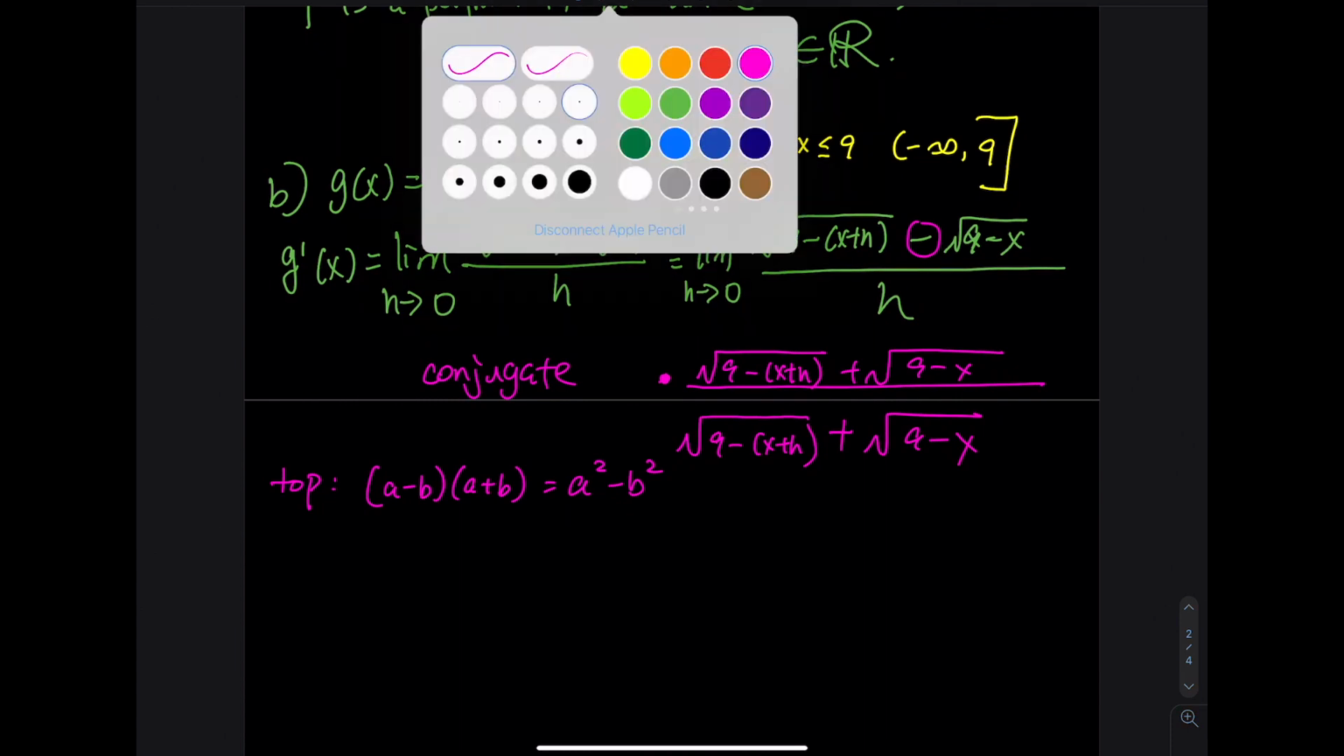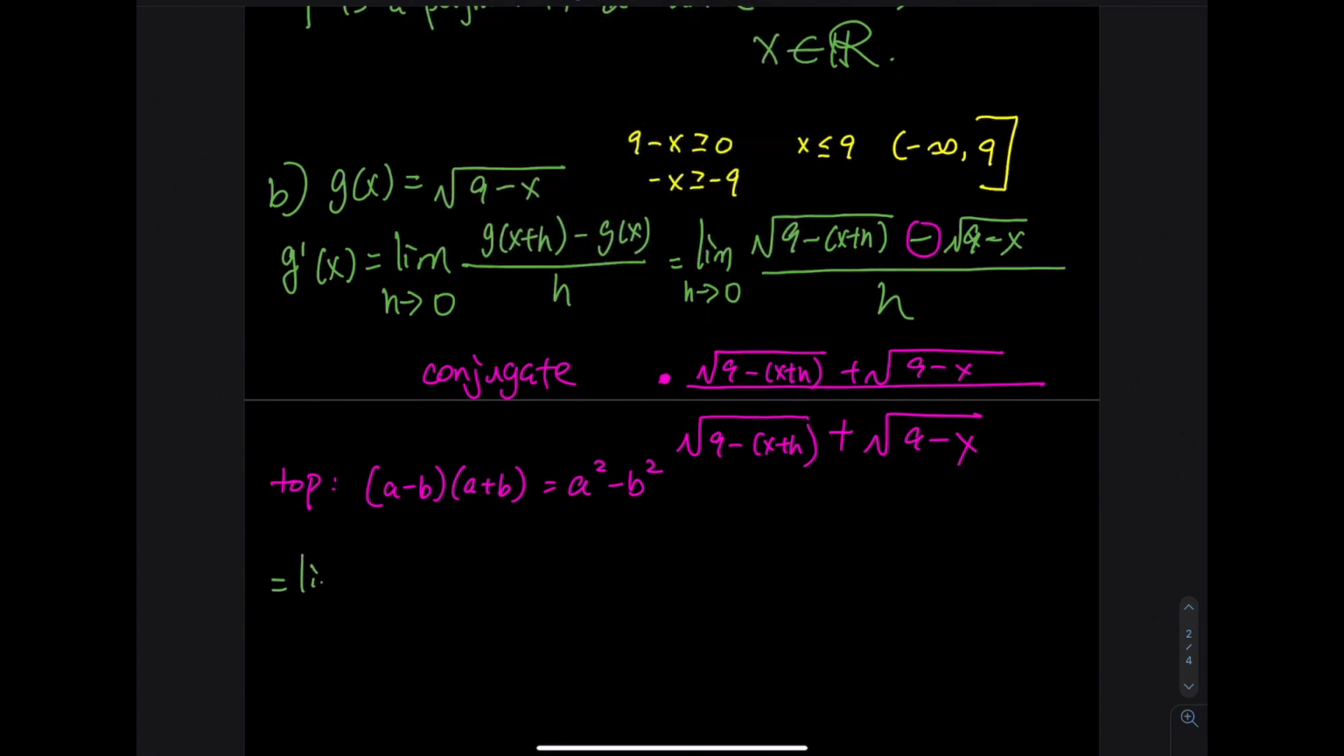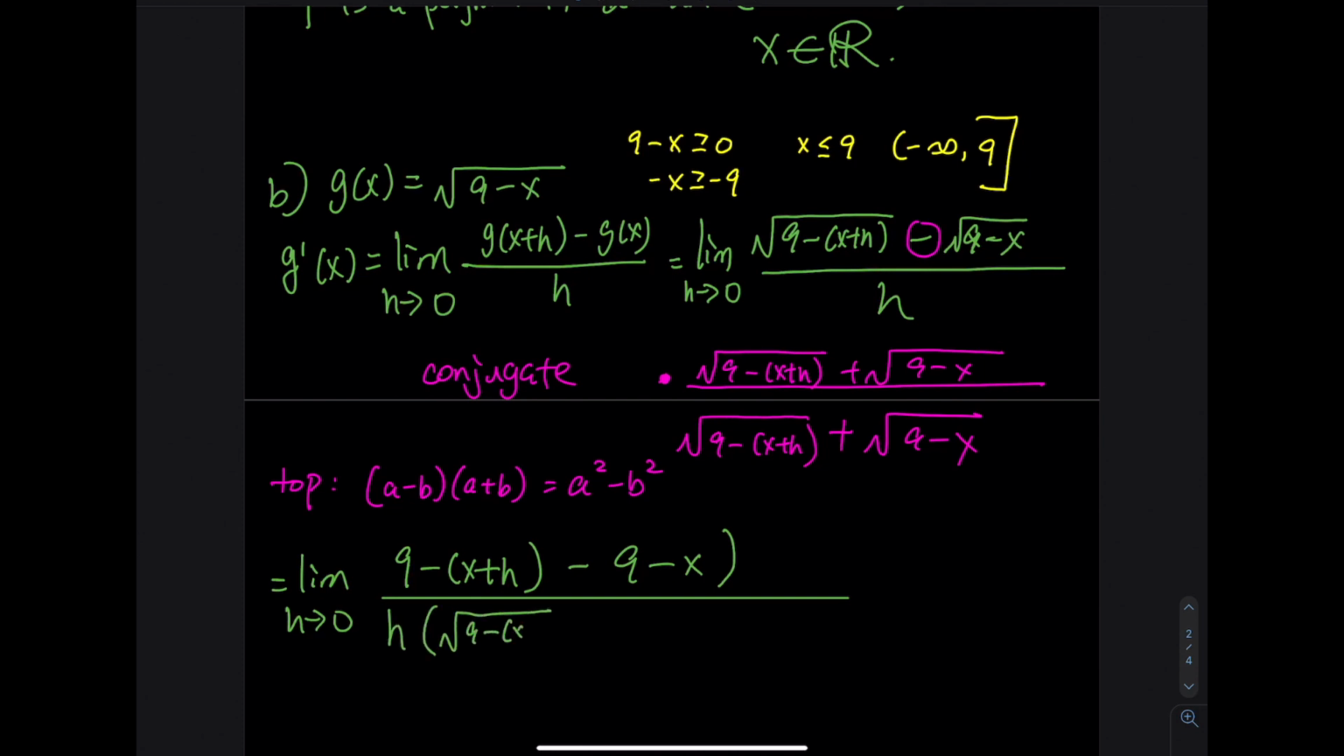So go back to green. We have a limit as h goes to 0. What do we have? The top, after you multiply this radical, we don't have any more square roots, so we have 9 minus x plus h, and then minus 9 minus x. The denominator, we have h times the square root of 9 minus x plus h plus the square root of 9 minus x, and then we are ready to simplify the top.